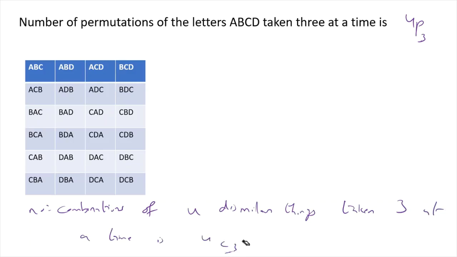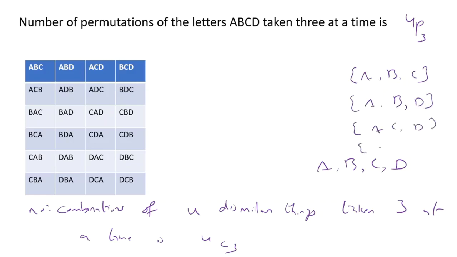Now we have to find out what is this 4 choose 3. I have these 4 objects A, B, C, D. I have to choose 3 elements. In how many ways can I choose these 3 elements? Since it is a small problem, I can list down all those 3 elements: ABC, ABD, ACD, and BCD. So these are the combinations that we have.